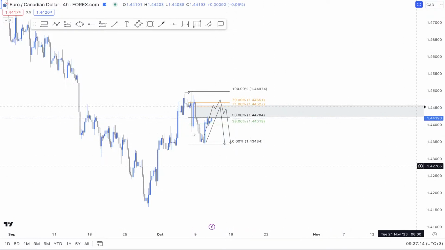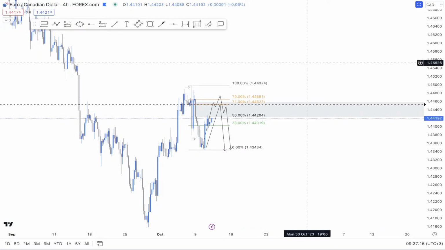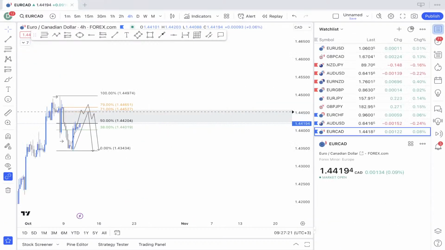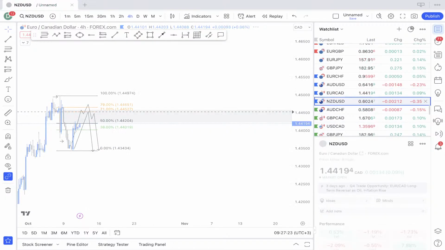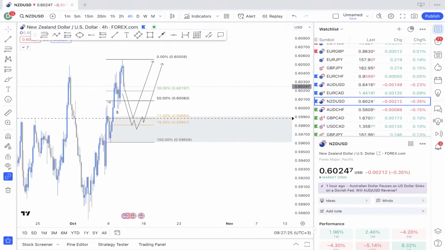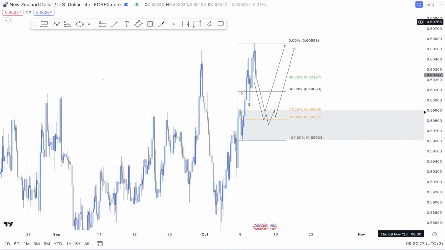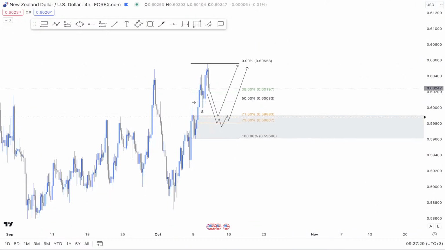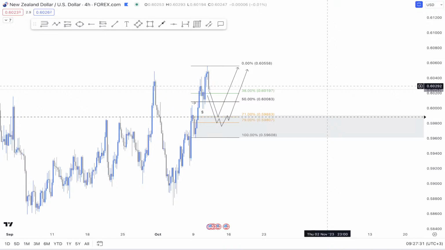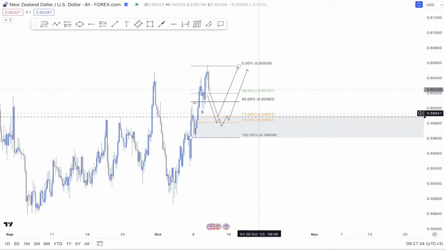Okay, so that's exactly why we considered taking this setup on Euro CAD. Next up, we have NZD USD, and of course, as always, feel free to let me know if there's any questions. Okay, I'll make sure to answer them. Next up, NZD USD, we have a very beautiful buy limit opportunity on this one.